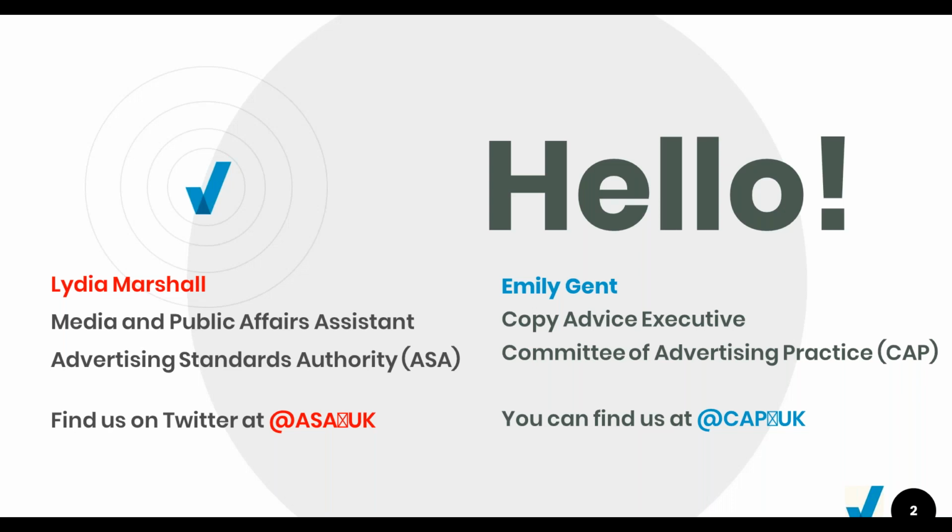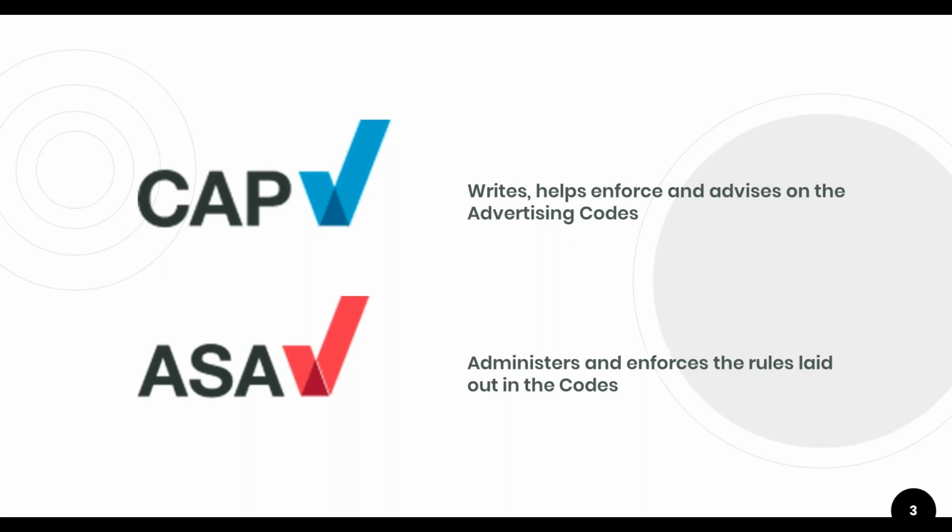Hi Lydia. So before we start, I'll just give a quick overview of how the ASA and CAP work for anyone who isn't familiar with the system, and just explain how and when advertisers might find themselves dealing with each. So there are two sister bodies, the Committee of Advertising Practice, or CAP, and the Advertising Standards Authority, or the ASA. CAP's industry facing and writes the codes and gives advice and training on these. The ASA is the consumer facing side, investigating and ruling on potential breaches of those codes.